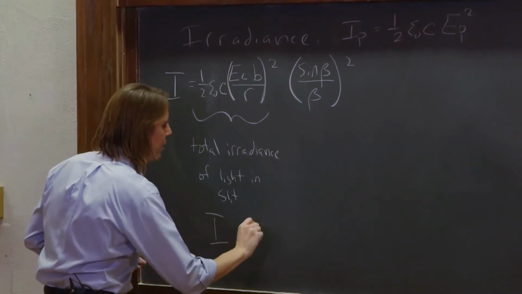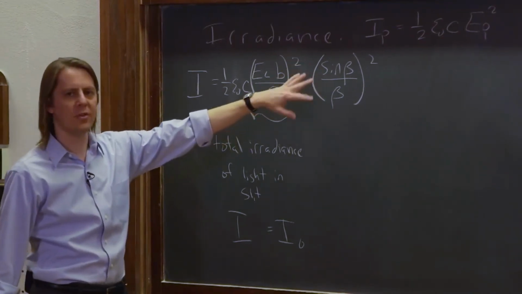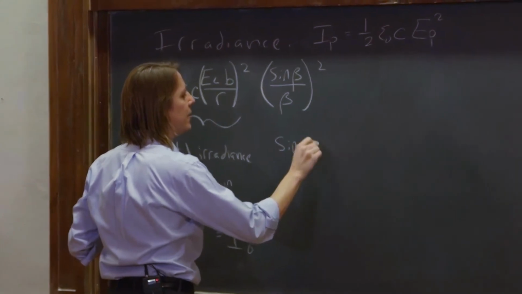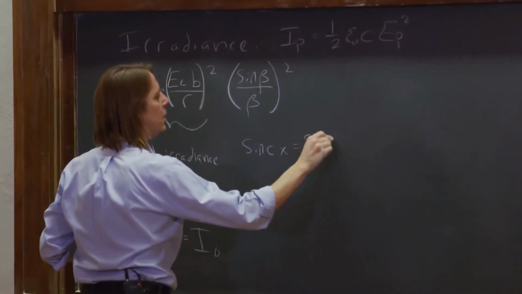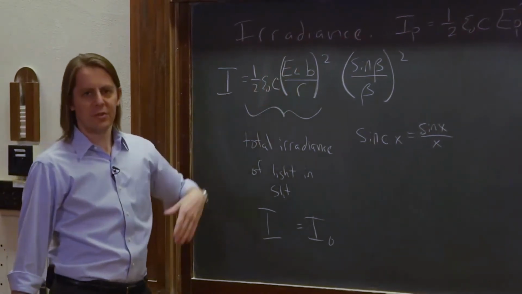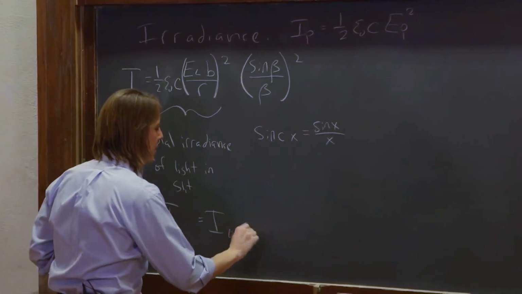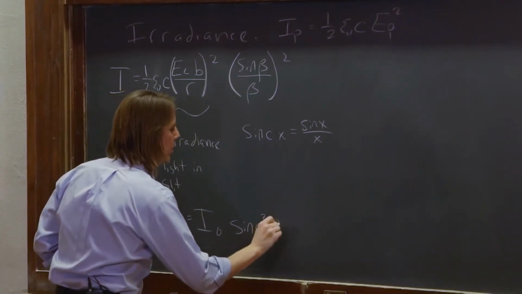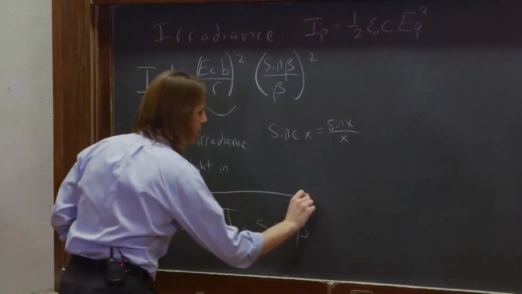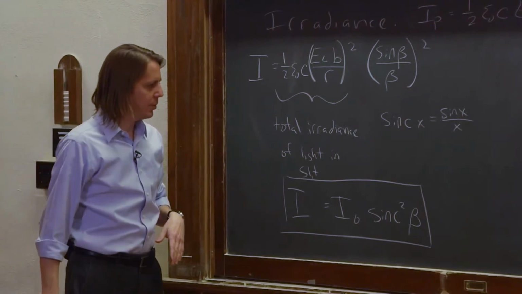We could say I equals I naught, and then this is actually a special function called sinc, the sine cardinal. So sinc of x is sine x over x. But what we have here is a sinc squared. So I equals I naught sinc squared beta is the final shape of the function that we would predict.